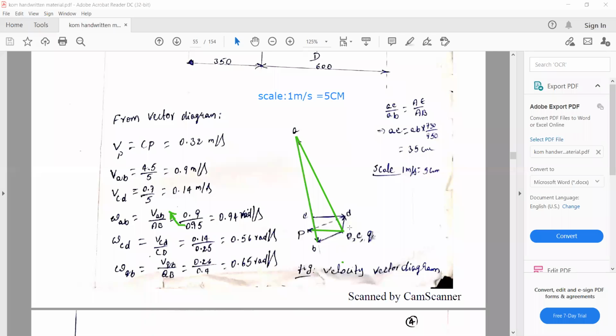Now you have to draw the CD perpendicularity. That is the way you have to draw the CD perpendicularity. This is the CD perpendicularity.